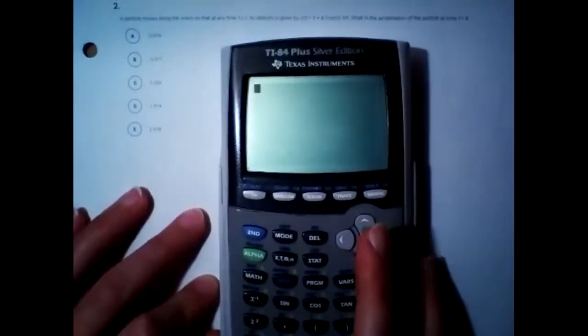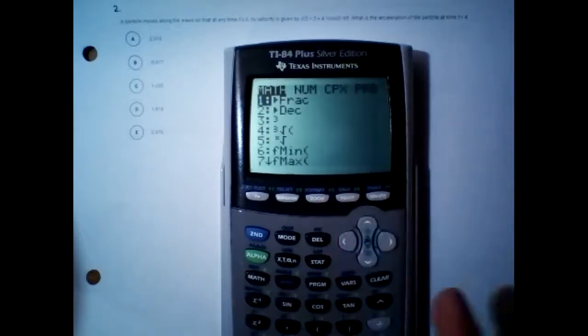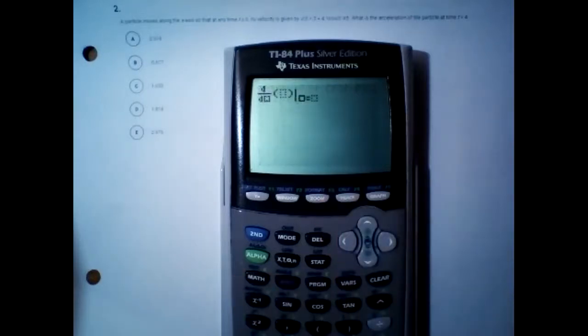Hey, guys. How do I do a derivative on my calculator? What menu am I going to need to go under? Good, math. And it's math 8. Nice job, math 8. So if you want to follow along with me, hit math 8.